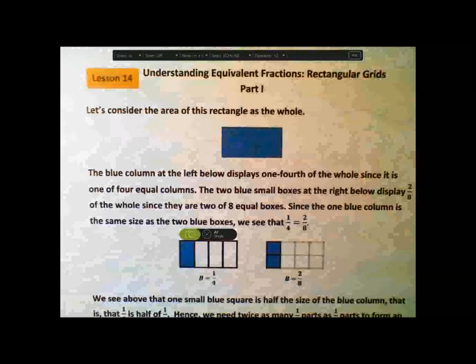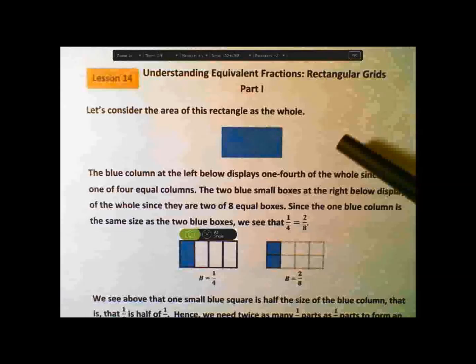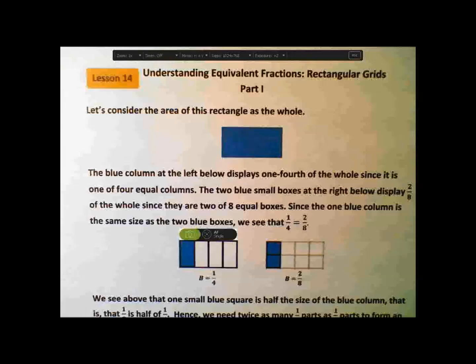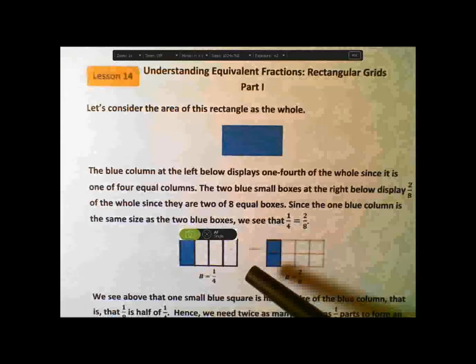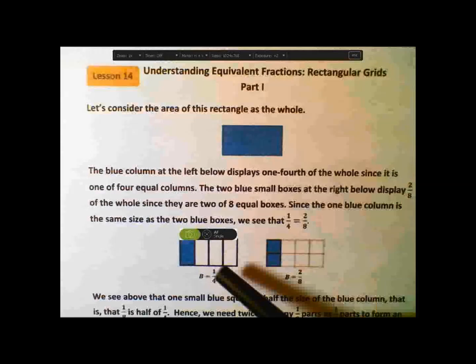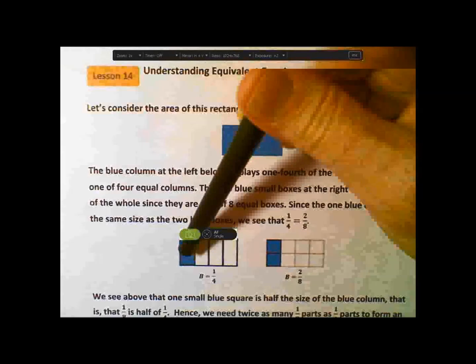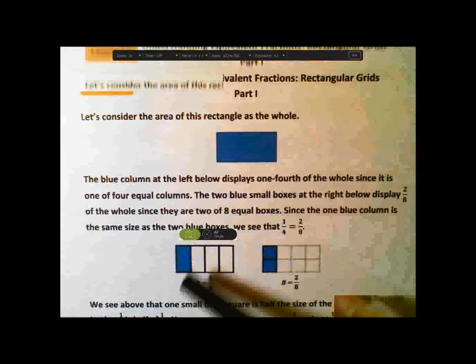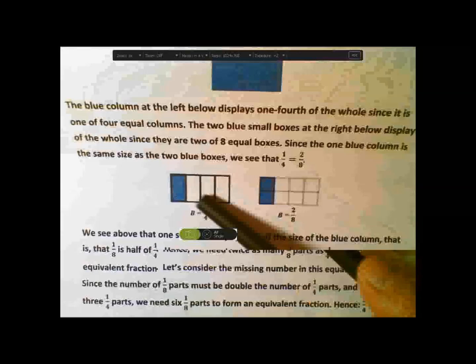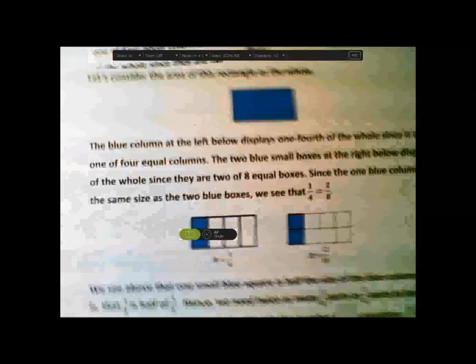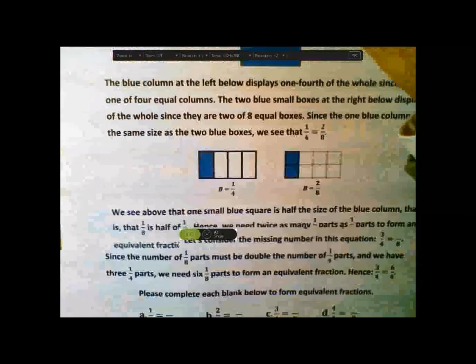Okay, could you read for me what it says? Are you able to try to read this for me? Let's consider the area of this rectangle as the whole. Okay, so this is going to be 1. Continue reading. The blue column at the left below displays 1/4 of the whole since it... Okay, let's stop right there. Does the whole class agree that this blue column over here is 1/4 of the whole rectangle? Would everybody raise their hand if they agree that this blue is 1/4 of the whole rectangle? Does everyone agree with that? Yes.